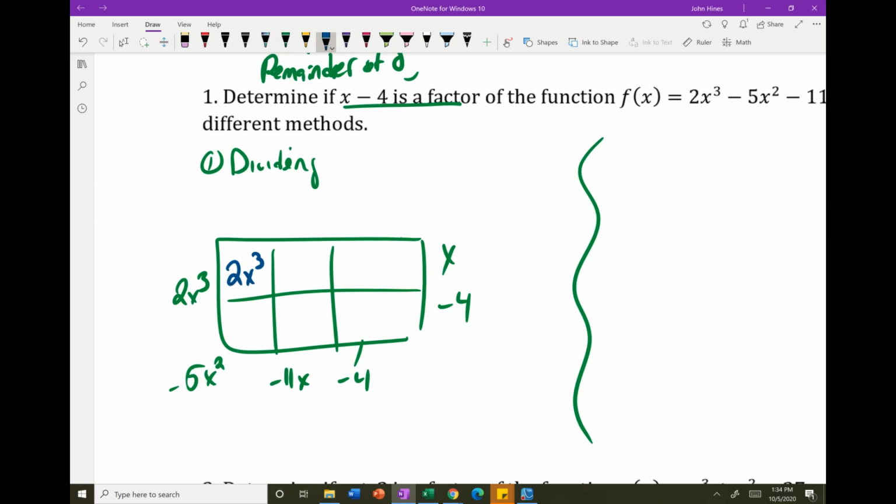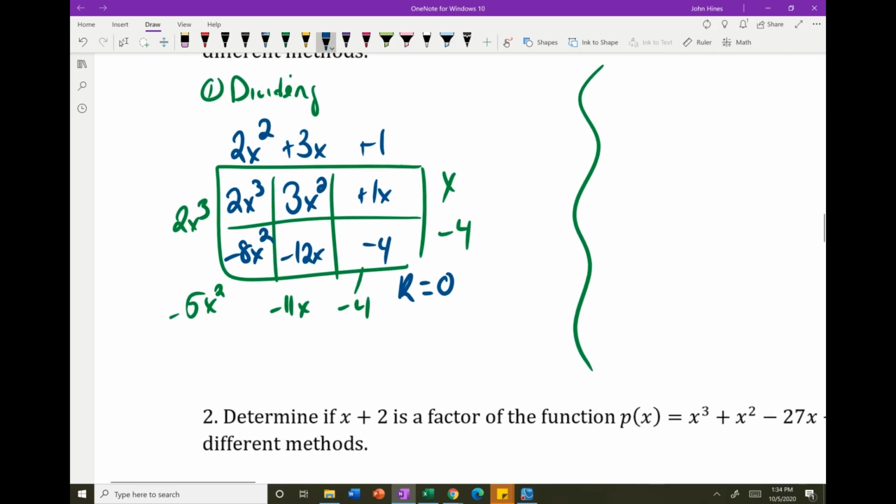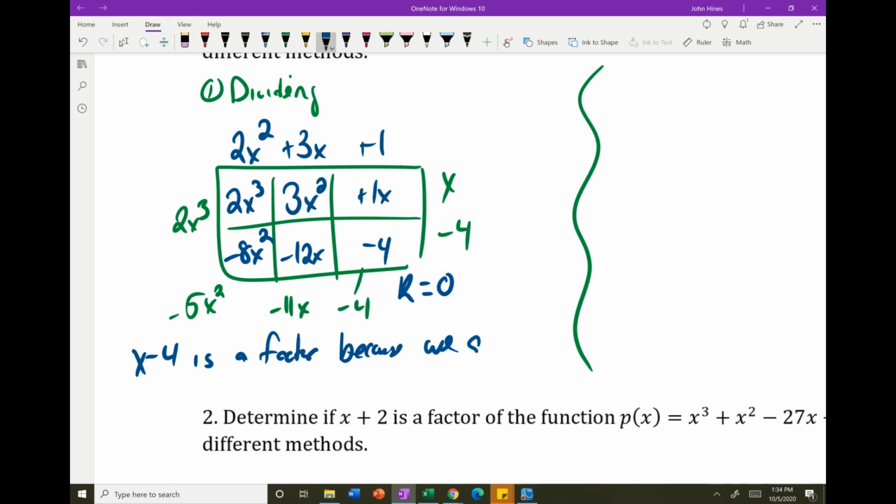So 2x to the third, 2x squared, negative 8x squared. Well, I need to add on 3. Negative 12, I need a positive 1x. So notice, what's my remainder? I have negative 4 and I want negative 4. My remainder is 0. So x minus 4 is a factor. Why is it a factor? x minus 4 is a factor because we get a remainder of 0. These two multiplied together gives me that cubic polynomial.